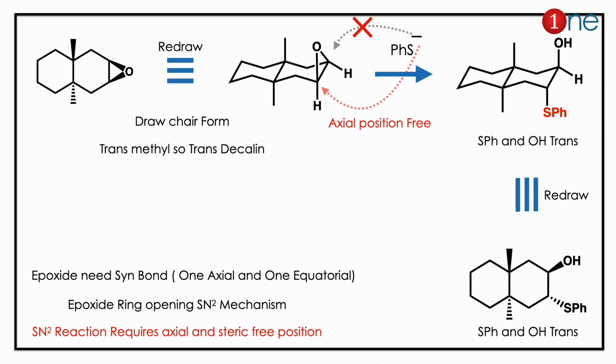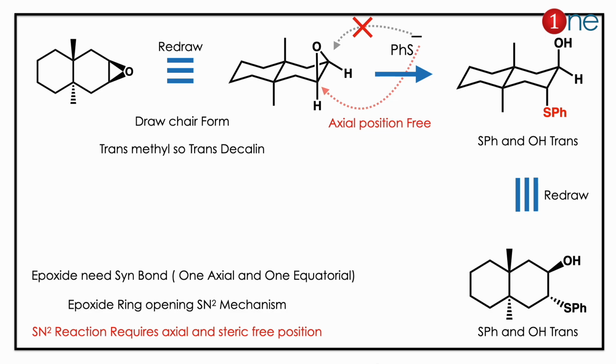To understand the reaction, you should redraw the molecule in the chair form. Moreover, it is in the trans form, so trans decalin you have to draw. It has two cyclohexane chair forms. The methyl is in the trans position, and you have the epoxide above the plane.